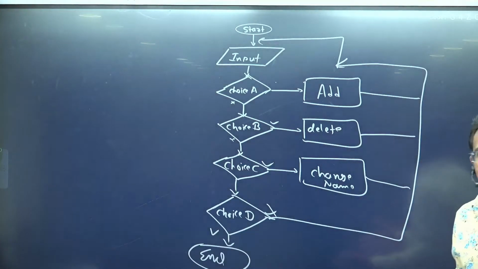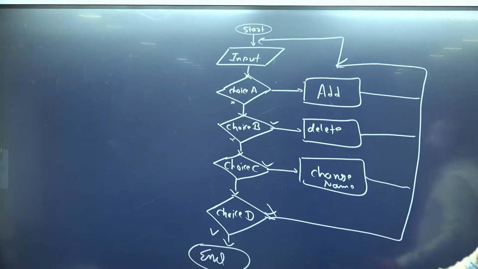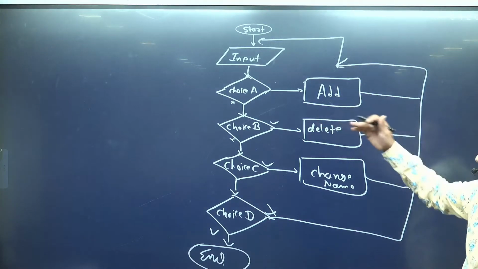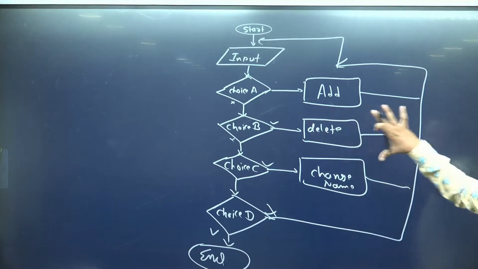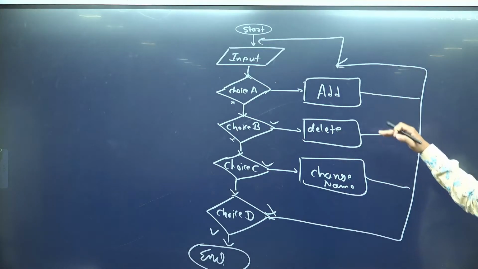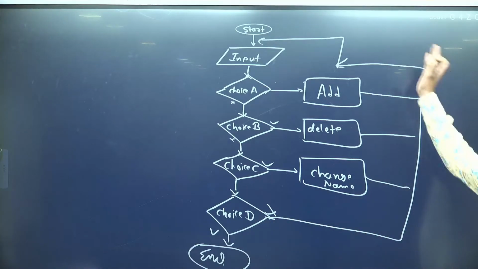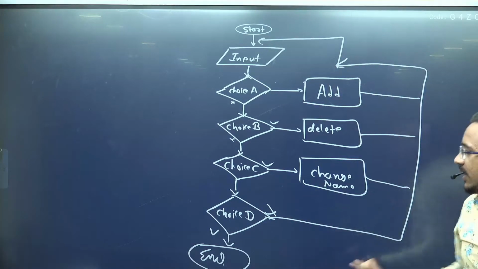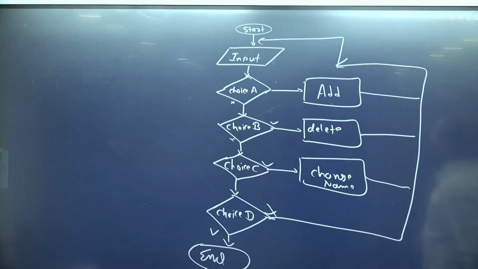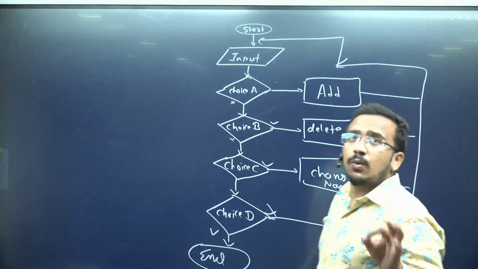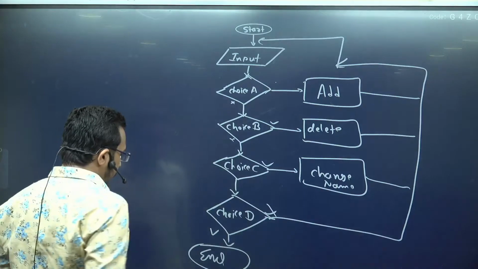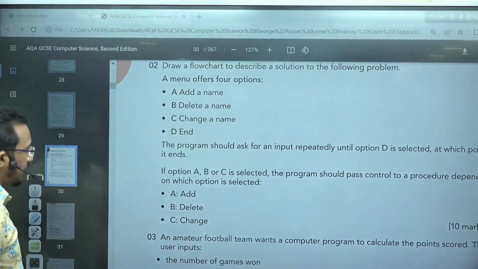A good question from this particular textbook: start, input choice A, choice B, choice C. If any of the choices is selected, the task or the process is going to be done. If no choice is selected, then it will return to the input statement again and loop this whole statement again and again. And this is the correct statement. Well done, Aditi. Okay, let's go for another kind of question.